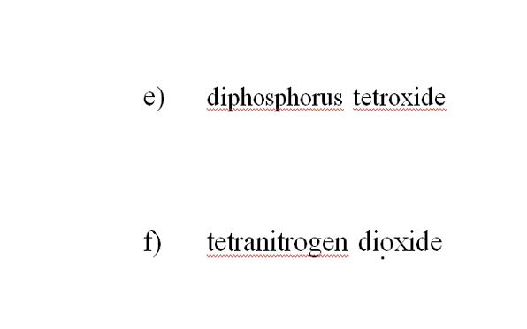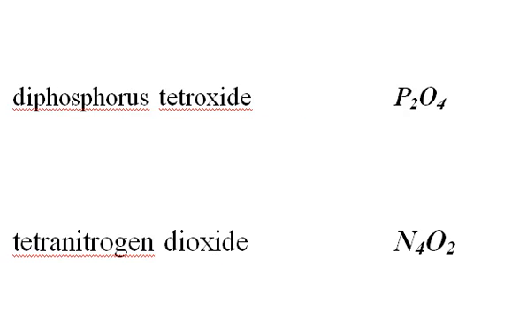Tetranitrogen dioxide, so again we have tetra at the beginning of the nitrogen and di in front of the oxide. That means we have 4 nitrogens and only 2 oxygens. So N4O2.